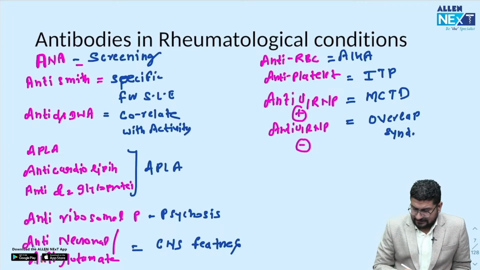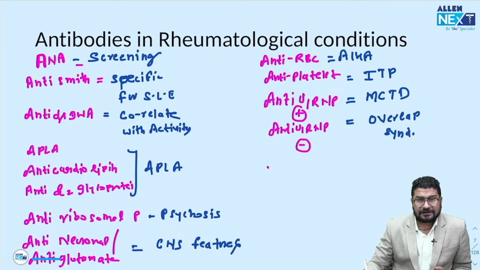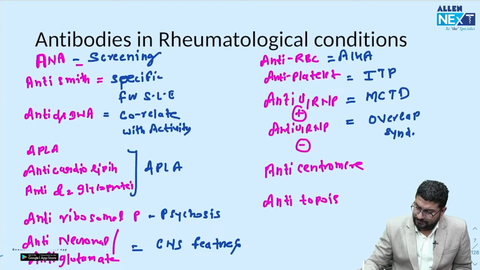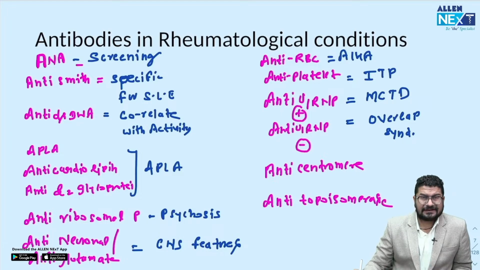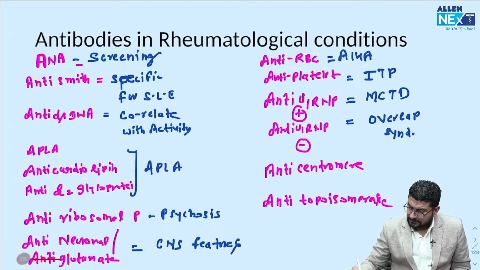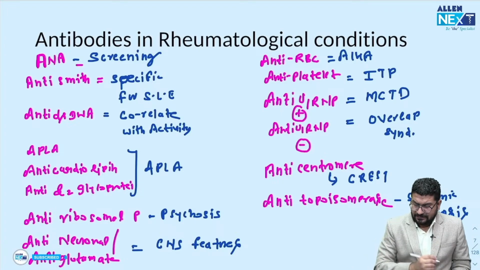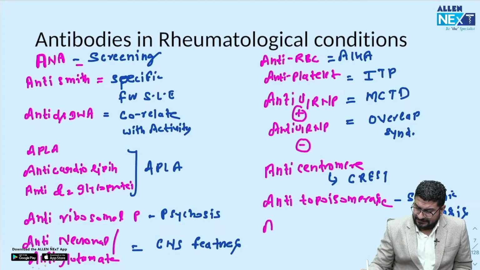Then a person who has antibodies, like if it is the localized form of scleroderma, we call it CREST syndrome. In that case, we have anti-centromere. And in the systemic form, we call it anti-topoisomerase. So the localized form is called CREST syndrome, and topoisomerase we see in a patient with systemic sclerosis.